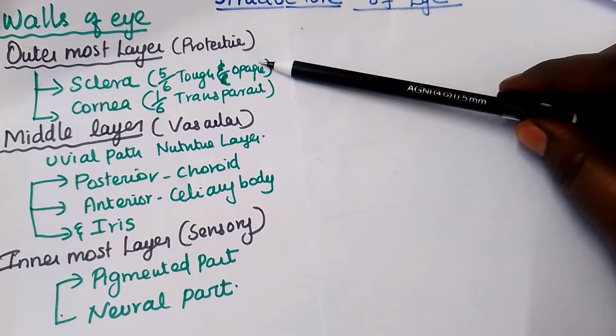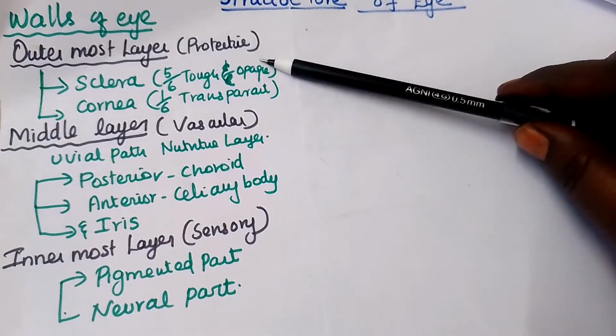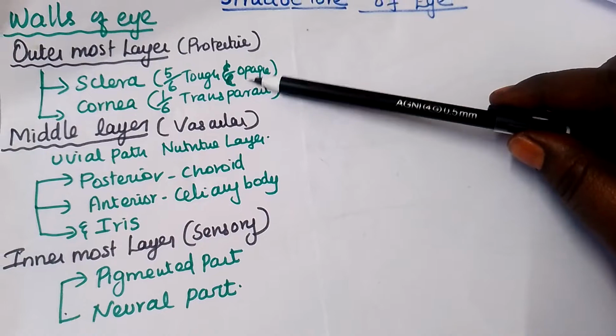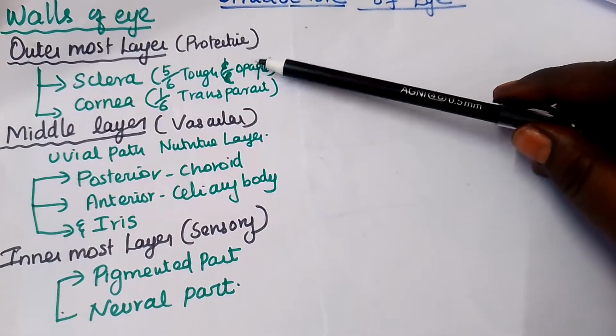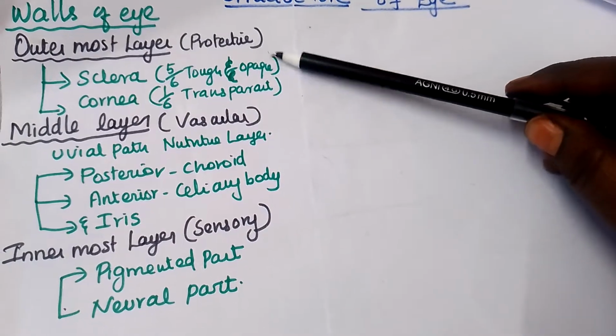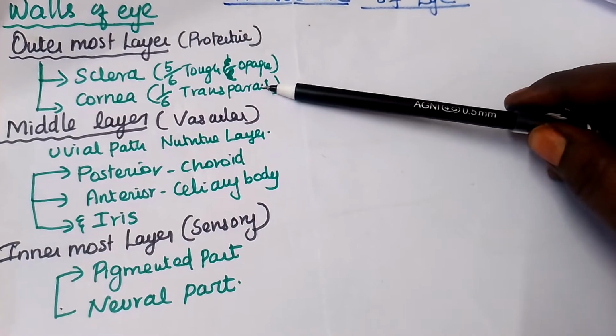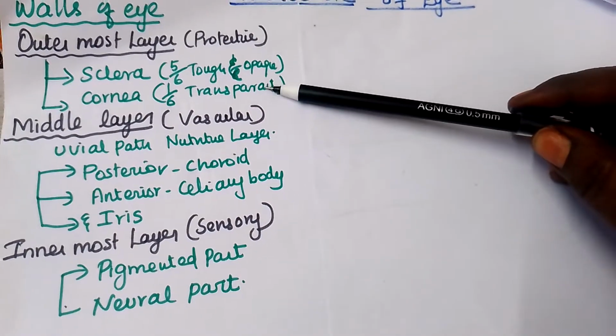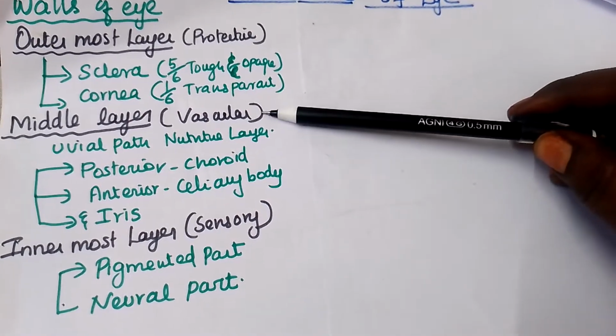It consists of sclera and cornea. Sclera is the posterior side of the eye. It is 5/6. It's a very tough and opaque layer. And the cornea is a very transparent layer. It is 1/6 that is present, and the middle layer is a vascular layer.